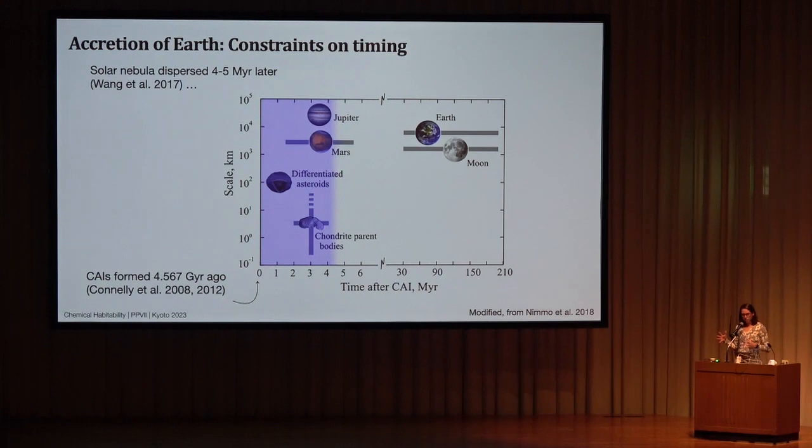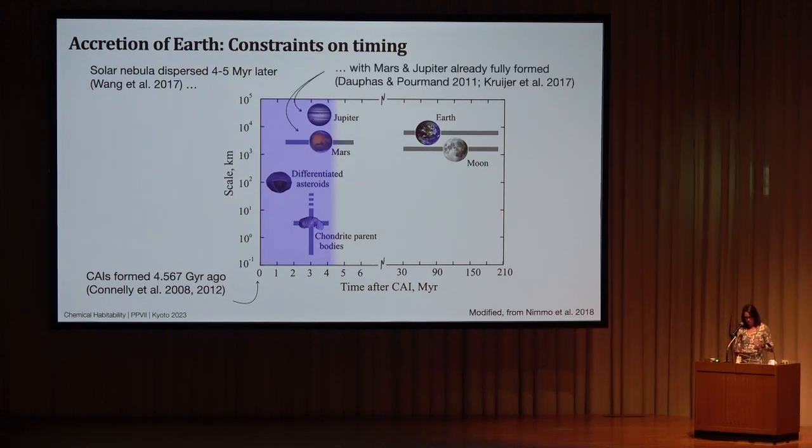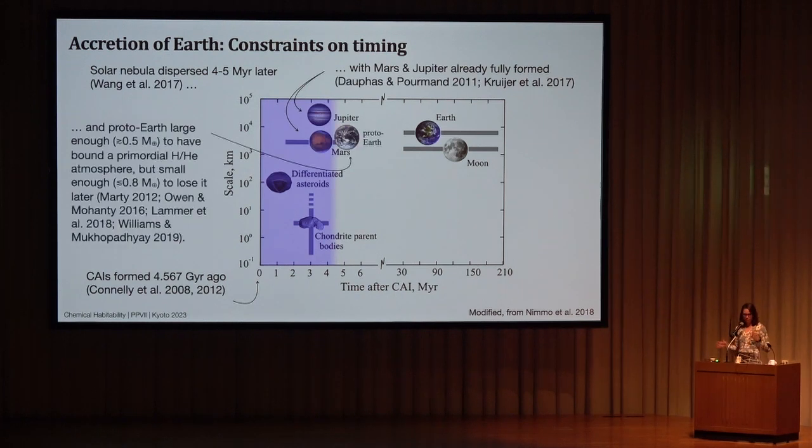After that, the gaseous solar nebula dispersed about 4 to 5 million years afterwards, at which time Mars was mostly fully formed, and both Earth and Venus had large enough primordial atmospheres of hydrogen and helium that they had those atmospheres, but those atmospheres weren't so large that they could be lost after the nebula dispersed. The most likely proto-Earth accretion scenarios are constrained from different isotope systematics and chronometers.